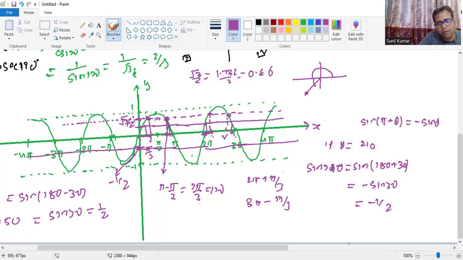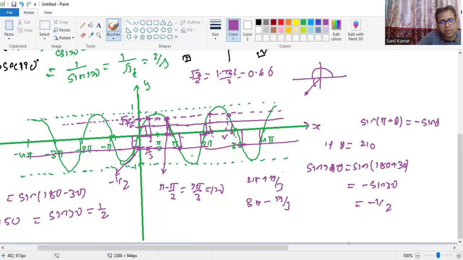From this graph, we can also see where we are getting negative values. We have some negative values here, correct. All these are different angles, but the value we get is the same. Like sine of minus 30, that is minus 30, and that is equivalent to sine of 210.